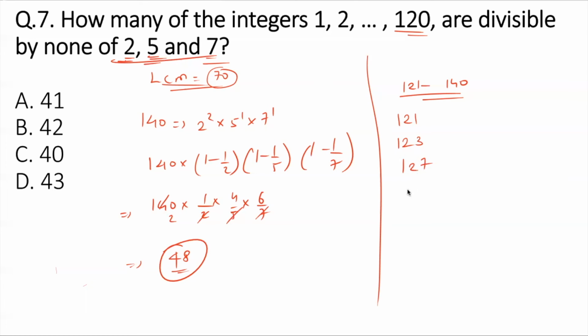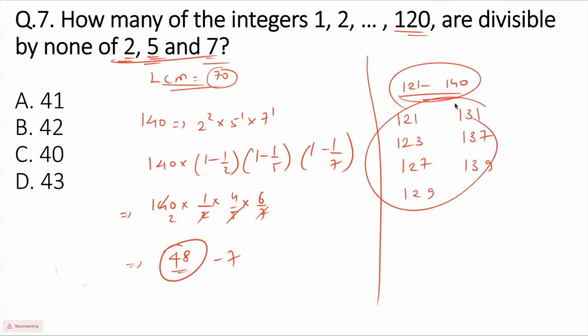128 is a multiple of 2. 129 is not divisible by any of them. Then we have 130, divisible by 2 and 5 both. 131 is not divisible by any of them. 132 is divisible by 2. 133 is divisible by 7, 19 sevens. Then we have 134 divisible by 2. 135 divisible by 5. 136 divisible by 2. 137 not divisible by any of them. 138 is divisible by 2, and we have 139 not divisible by any of them. So 7 numbers among these 48 are lying between 121 and 140. Your answer is 41. So that's another way.